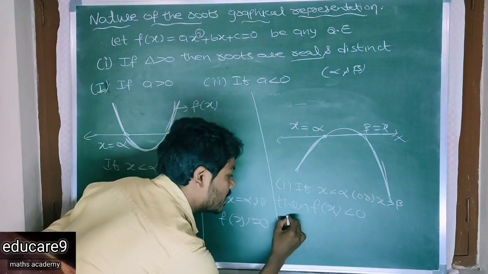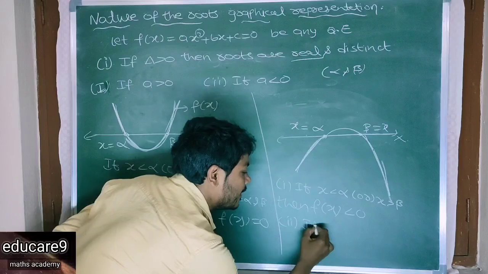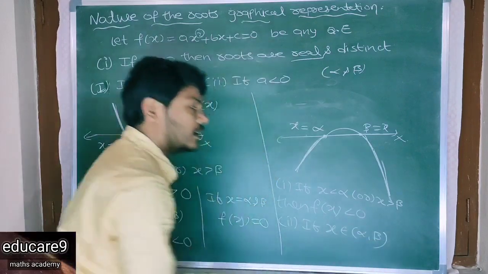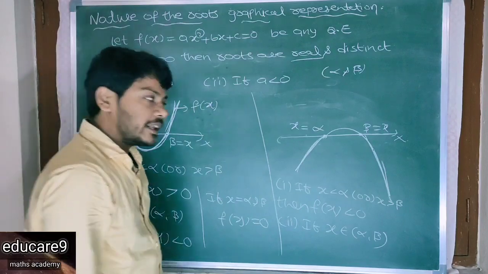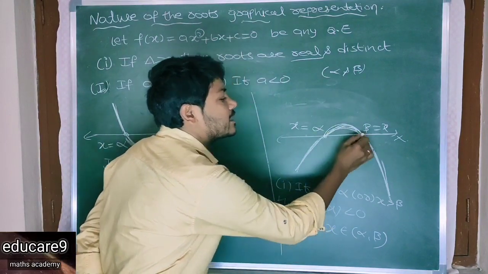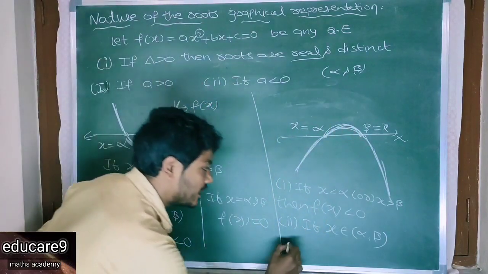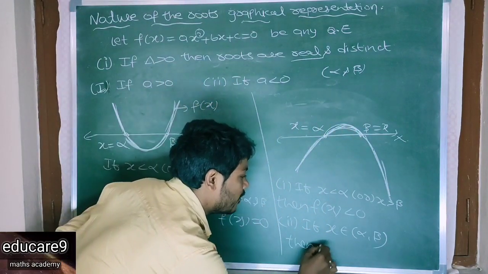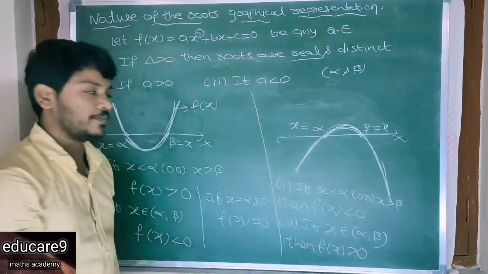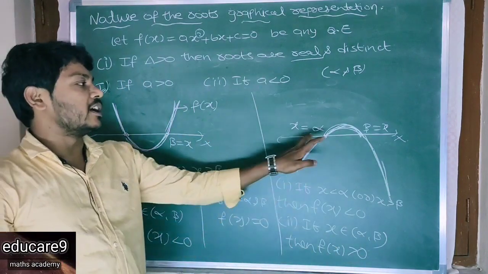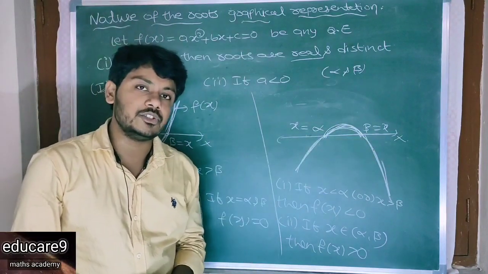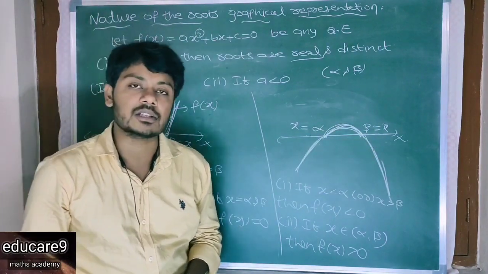Second one, if x lies in the interval alpha to beta, in that case the graph lies above the x-axis. So that is, f of x is greater than 0. At x equal to alpha and x equal to beta, f of x values are 0. This is the first case.